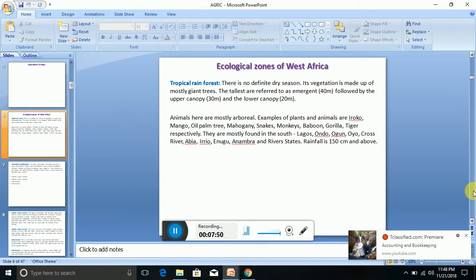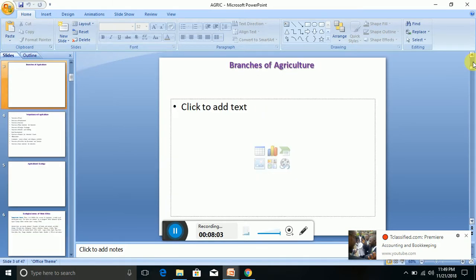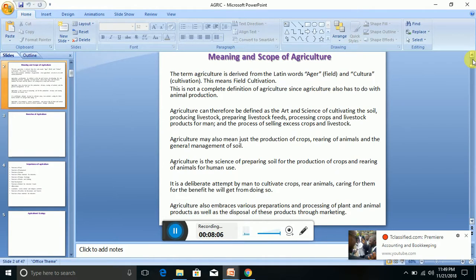So in the next class, we'll be looking at ecological zones of West Africa, the tropical rainforest, and other ecological zones. So please take note of this. What ecology is, we're also going to be looking at it. Branches of agriculture, we actually have what we call crop cultivation, and we also have livestock. We have feeds, we have agricultural economics, we have other areas in agriculture. We're also going to look at that in subsequent classes.